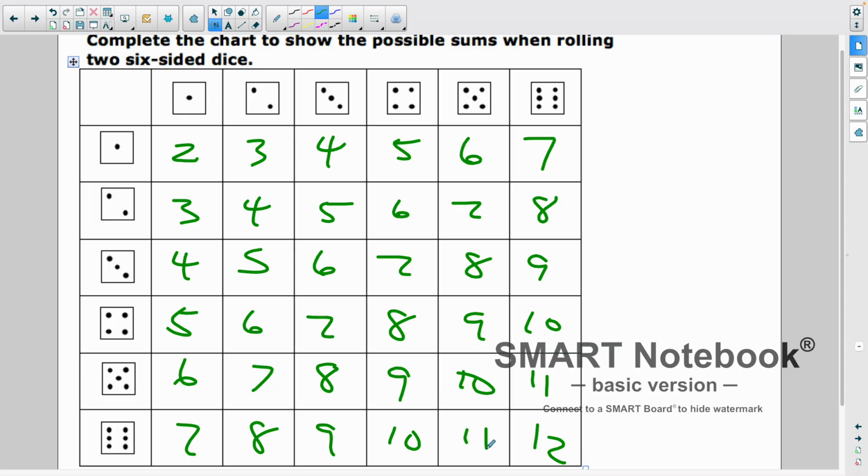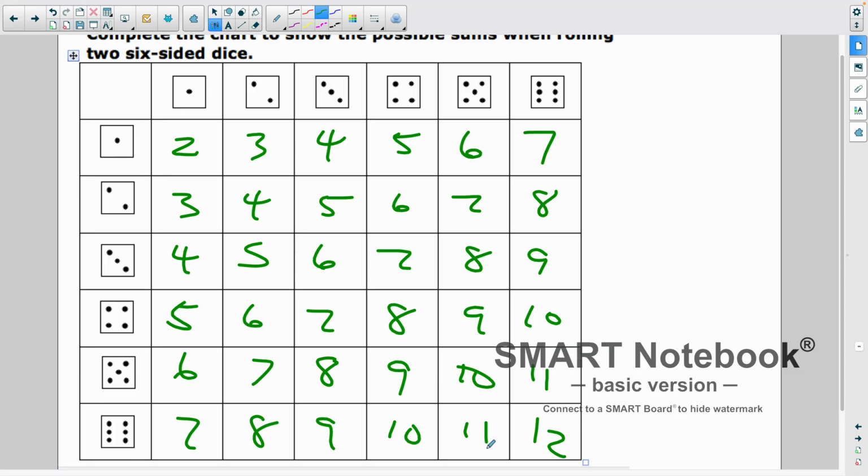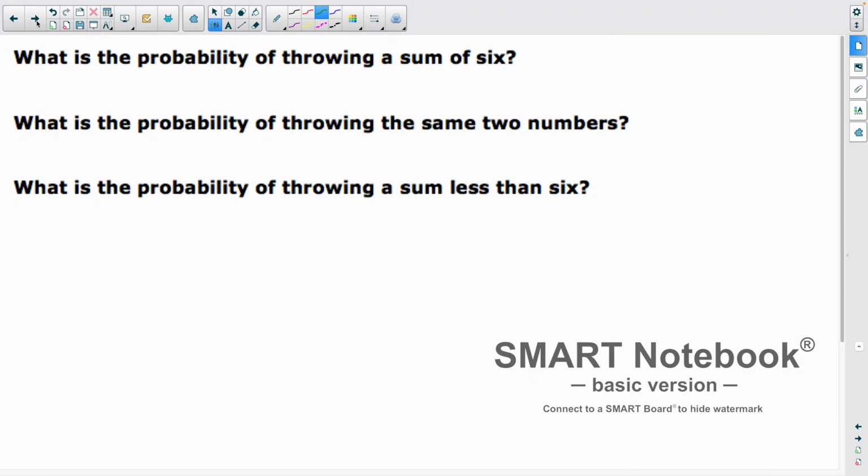Okay. By the way, if I'm rolling 2 die, could you tell me how many is in the sample space without having to draw it all out? There's 36 because there's 6 spots on this one, and there's 6 spots on this one, so 6 times 6 would be 36. Okay? Let's answer a couple questions here. So the first question, it says, what's the probability of throwing the sum of 6? Okay?